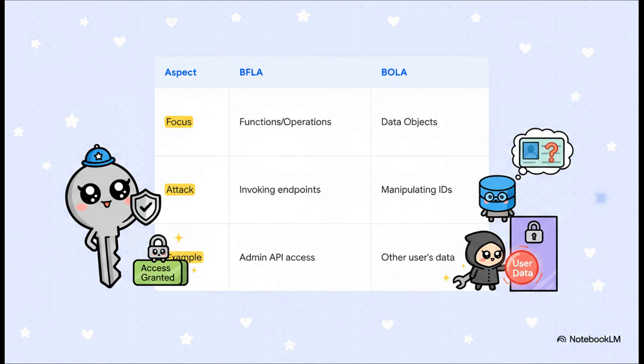Now, it is super important not to get BFLA confused with its very famous cousin, Broken Object Level Authorization, or BOLA, which is OWASP API #1. They sound similar, but they're different beasts. BOLA is all about accessing data you shouldn't, like changing a user ID in the URL to see someone else's private messages. BFLA is about executing functions you shouldn't, like a regular user calling the promote user to admin function. So here's the easy way to remember it. BOLA is about what data you can see, and BFLA is about what actions you can do.